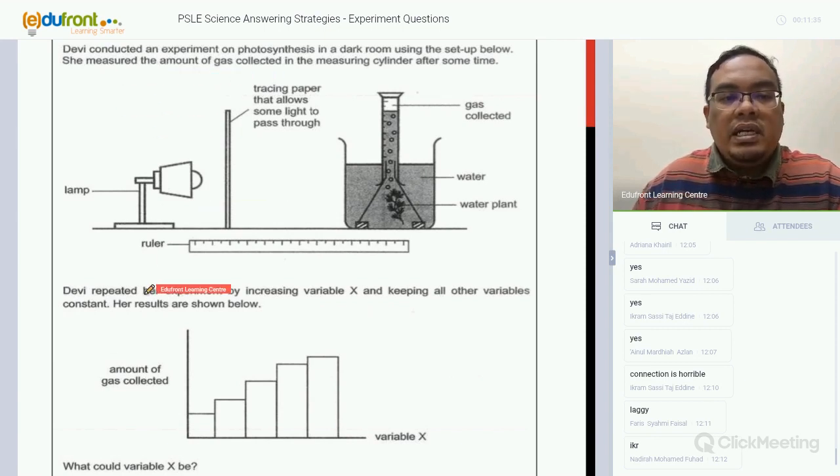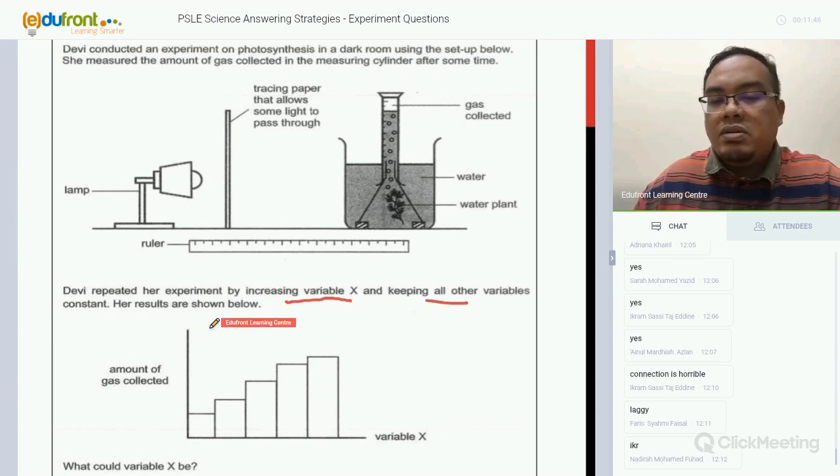Okay, so you can see here, Devi repeated her experiment. So we need to know why she repeated her experiment with increasing variable x and keeping all the other variables constant.